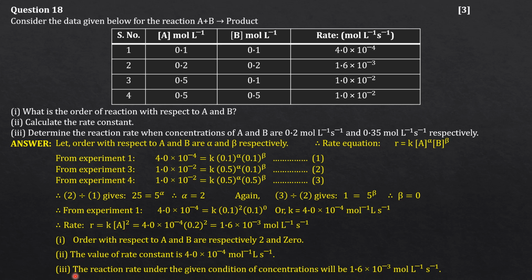Then once you get the value of K, you can easily calculate R for any concentration of A. So here in the third question they have given the concentration of A. B is not required because with respect to B the order is 0. Whatever may be the concentration, it will not affect the rate of the reaction. So here the trick is find a pair of observations where one of the components has constant concentration, the other one is changing.